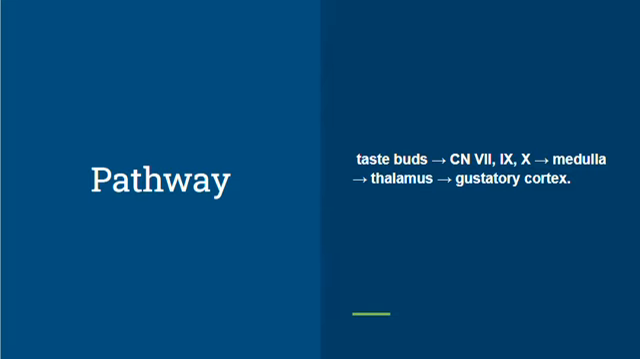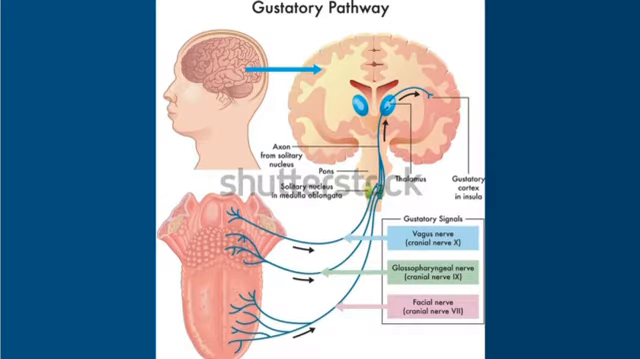Our pathway here, we're going to have our taste buds, as we just talked about, the papilla, our cranial nerve 7, 9, and 10. That will go to the medulla oblongata, to the thalamus, finally gustatory cortex. And of course, I have a lovely photo to visualize, and as you can see the nerves here, we have the cranial nerve 7, facial nerve, the cranial nerve 9, glossopharyngeal nerve, and then 10, the vagus nerve.